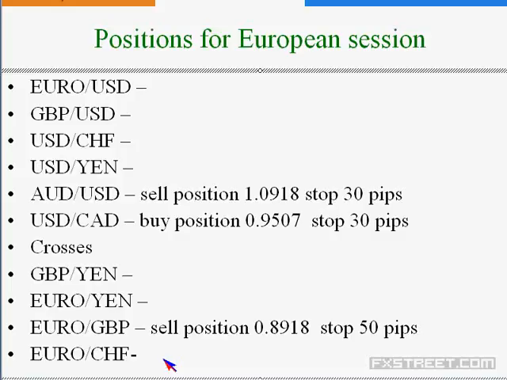Then Euro CHF, currently it is near the low, 1.2890 is the low, 1.2889, 1.2891 are the current levels, 1.295 is the high. So they are handling the European crosses now. We'll take a buy 0.2891 with a stop of 50 pips.